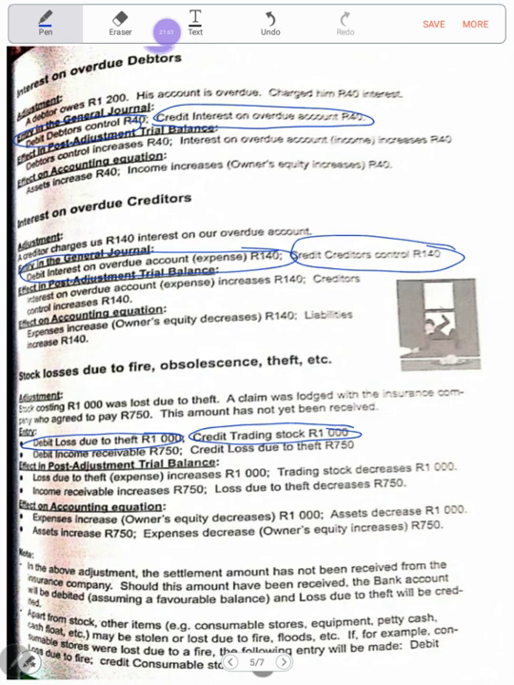All right. And then you will see that with this adjustment, they said stock costing was lost due to theft. A claim was lodged with the insurance company who agreed to pay $750. This amount has not yet been received. If the amount has not yet been received and it's supposed to be an income for your actual current financial year, it then becomes income receivable. Income receivable is an asset to the business which we will debit. What am I going to be crediting? Loss due to theft.